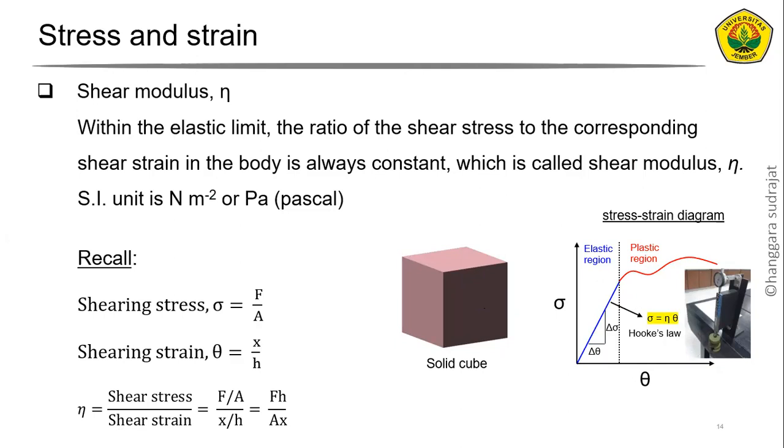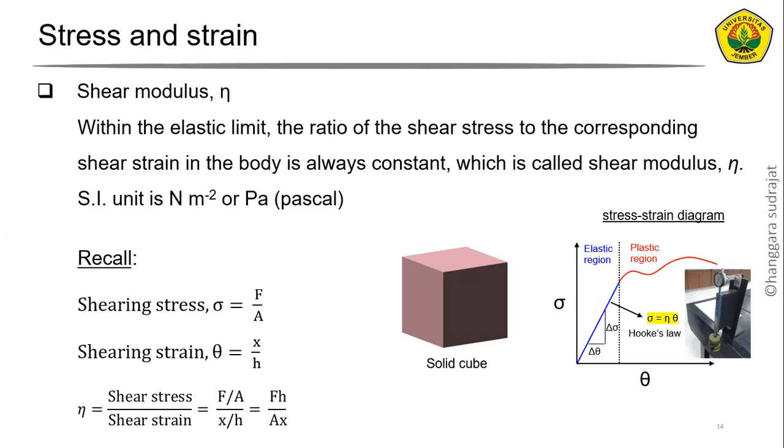Now, the relationship between shear stress and shear strain is sigma equals eta times theta, where eta is called the shear modulus. This equation is also called Hooke's law, because for many solid materials this linear relationship is the case. So if we plot theta versus sigma, we will get a straight line, and the slope of that line will be eta, or the shear modulus.